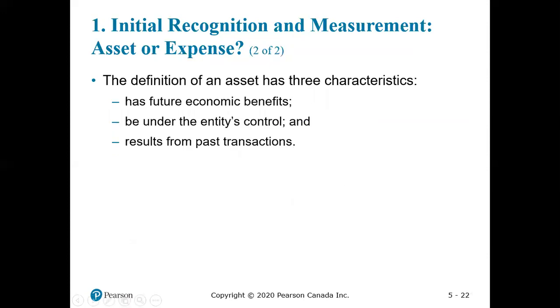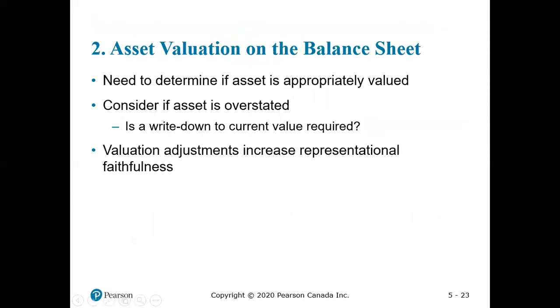So as we just mentioned, the definition of an asset has 3 characteristics. It has future economic benefits that will flow to the entity. The asset has to be under the entity's control, and it results from past transactions. So asset valuation on the balance sheet. You need to determine if an asset is appropriately valued and consider if the asset is overstated, so is a write-down to current value required. Valuation adjustments increase representational faithfulness.